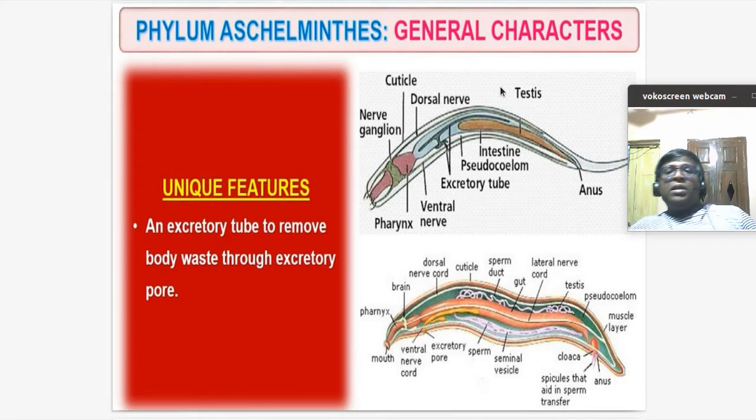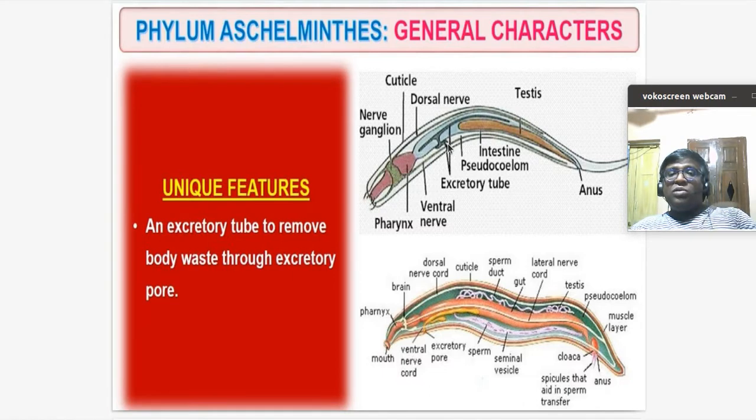See, phylum Aschelminthes, for the first time you notice that they are going to be pseudocoelomate. They have a false coelom, that is, the coelom is not lined by mesoderm. Instead, you find they are scattered, that is, the mesoderm cavities or pouches are scattered within the space. So we call them pseudocoelomate.